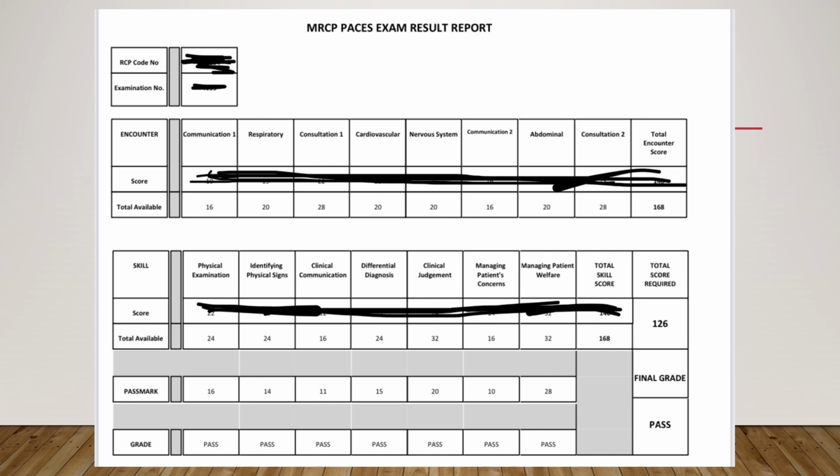for each skill. When you see physical examination, the total available is 24, the pass mark is 16. Identifying physical signs, total available is 24, the pass mark is 14. Clinical communication, the total available is 16, the pass mark is 11. In this manner, you have to pass each individual skill. Even if you fail to perform well in 1 or 2 stations, it is nothing like you will fail. You can pass the exam by meeting the pass mark of each individual skill.